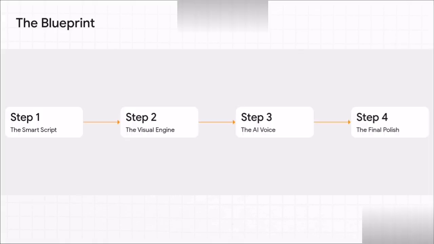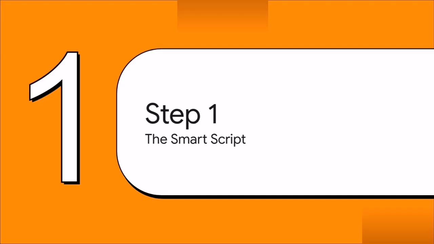So here's the blueprint we're going to follow. It's a four-stage journey. First, we've got the smart script. Then we move on to the visual engine. After that, we create the AI voice. And finally, we add the final polish. This whole structure is designed to take one single idea and turn it into a completely finished animated story. All right, let's jump into stage one and see how this whole thing kicks off.